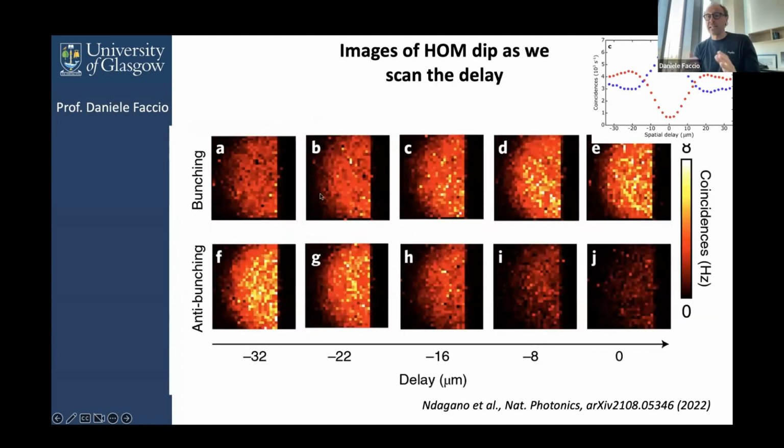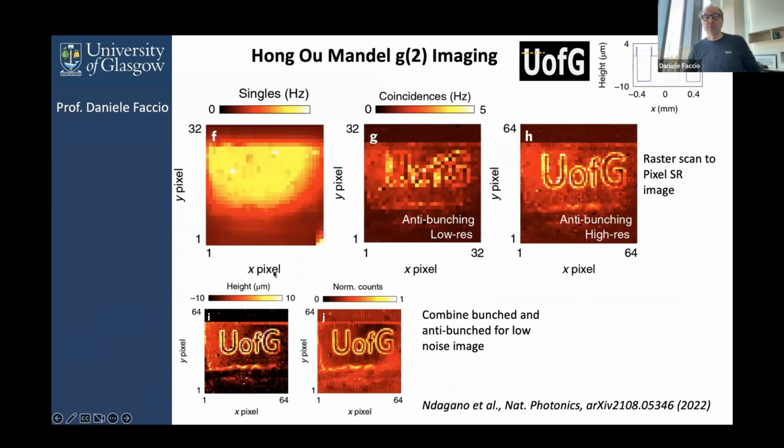There's no object placed in the interferometer right now. We're just looking at the parametric down conversion, spontaneous fluorescence. And you can see that as I change the delay, depending on whether I'm looking at the coincidences or the bunching, as I move the delay it becomes dark or very bright. And I then put an object in one of the two arms.